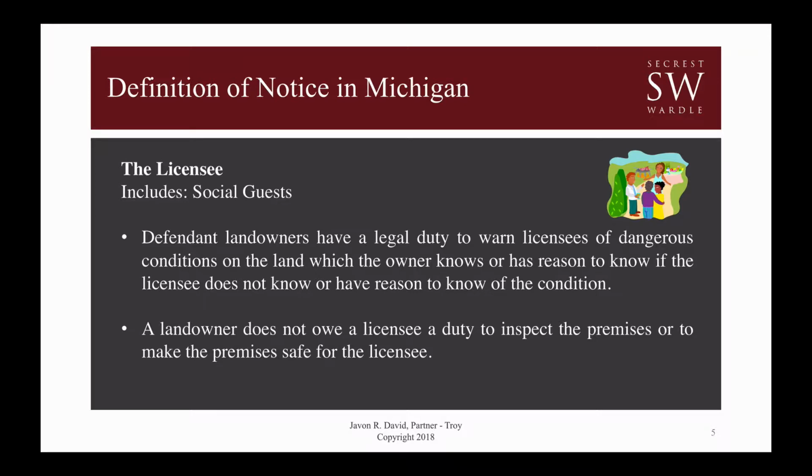Defendant landowners have a legal duty to warn licensees of dangerous conditions on the land which the owners know or have reason to know of, if the licensee does not know or have reason to know of the condition. A landowner does not owe a licensee a duty to inspect the premises or to make the premises safe for the licensee. A landowner only owes a duty to warn social guests or licensees.